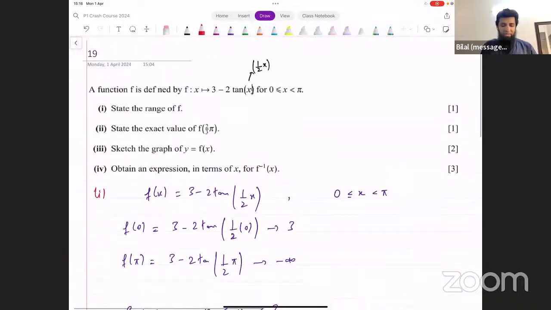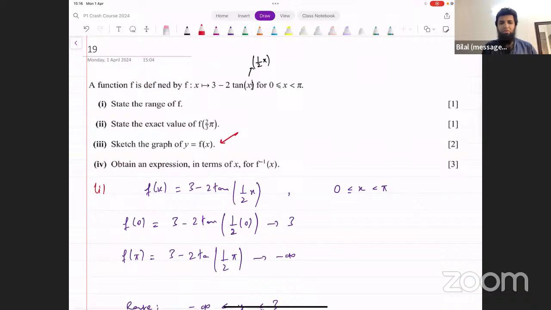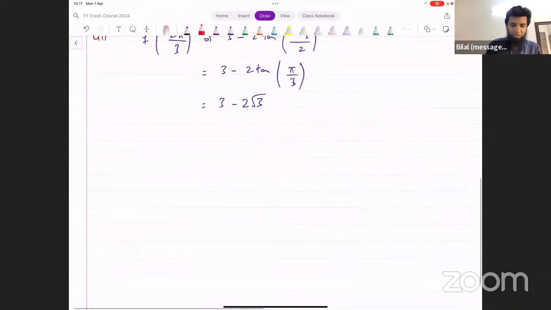In the third part, it asks you to sketch this graph. You can use the table function, sketch the graph. You should remember that the graph is broken and you have asymptotes, right? So just remember that, try sketching this. In the last part, it says, obtain an expression for f inverse of x. Now this is the part that relates to functions. Let's do this quickly. Part 4.